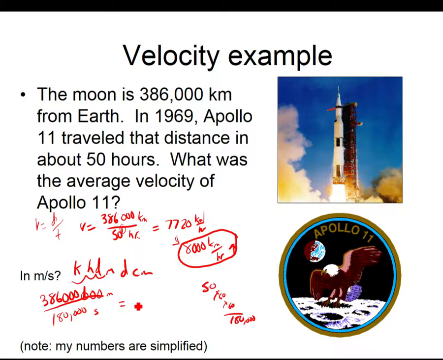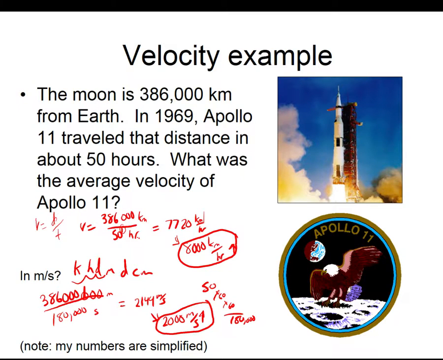Divide that out, and I get 2,144 meters per second. We know we have to round that by significant digits. Going back to our problem, we have 3 digits and 1 digit from 50, so I'm allowed to have 1 digit. So that'll be 2,000 meters per second towards the moon. So quite a bit faster than President Clinton was jogging. It was going an average of 2,000 meters per second instead of 1 meter per second.